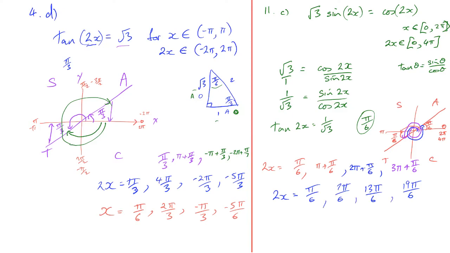But remember, that's 2x. So that means x will equal those divided by 2. So pi on 12, 7 pi on 12, 13 pi on 12, and 19 pi on 12. And those are our solutions. Okay, enjoy.